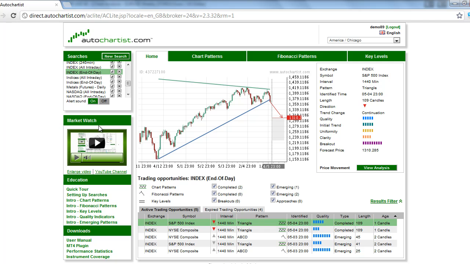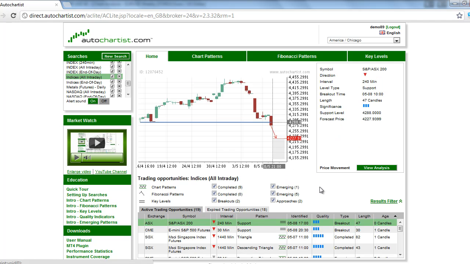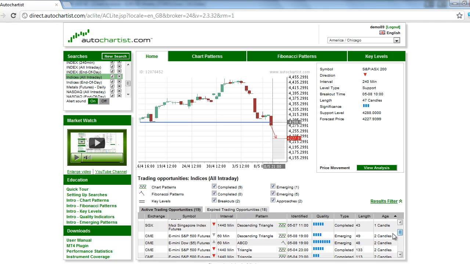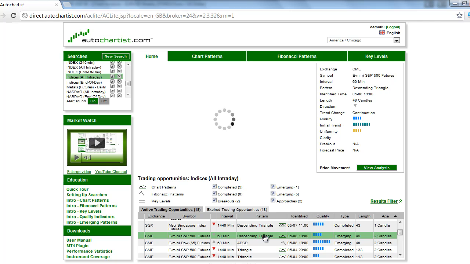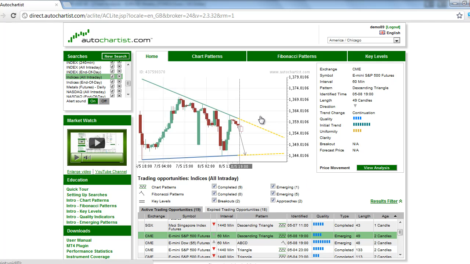So now we want to take a look at the S&P E-mini contract, and this will give us an indication as to when or if this market is ready to move lower. If you recall, the bigger picture is pointing lower, so now we want to see if this intraday chart is also giving us a similar projection.